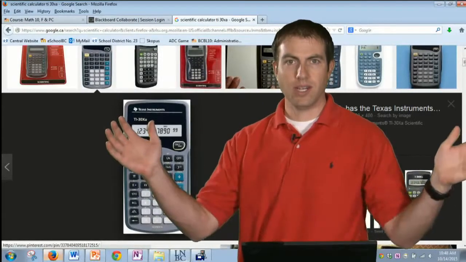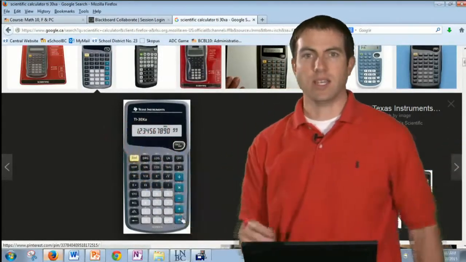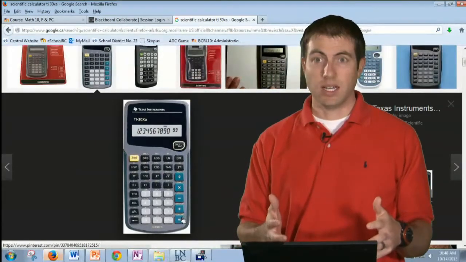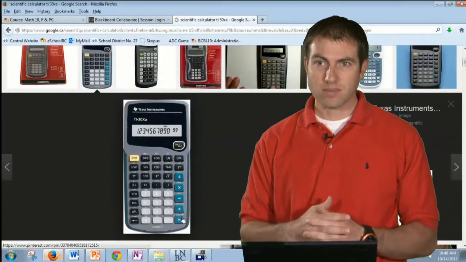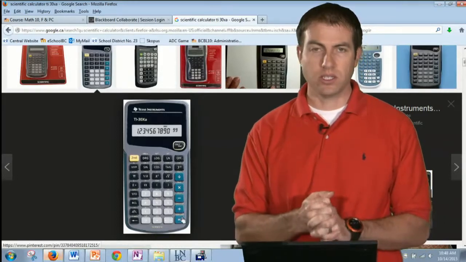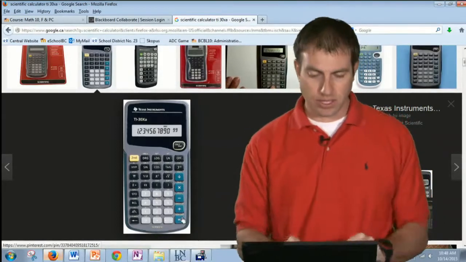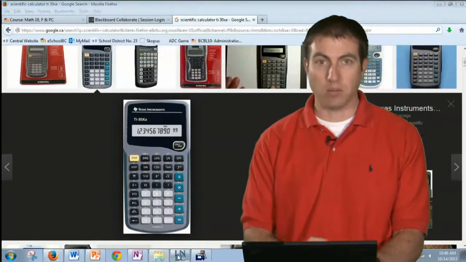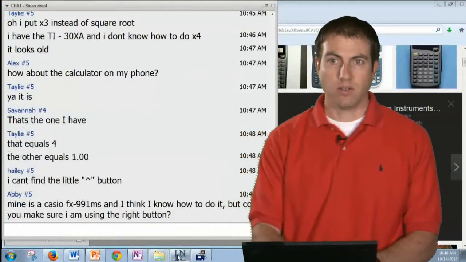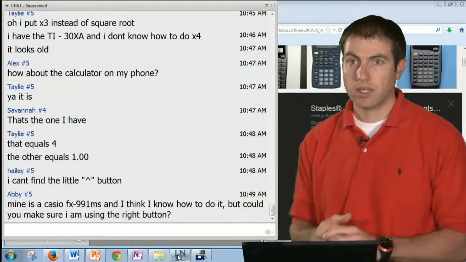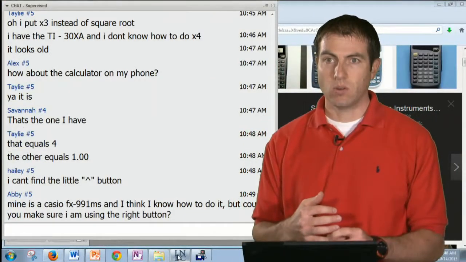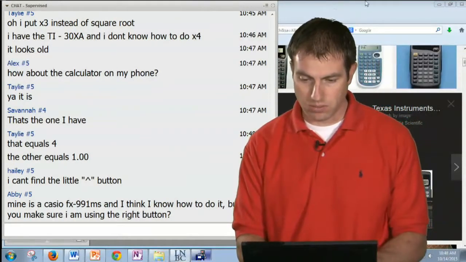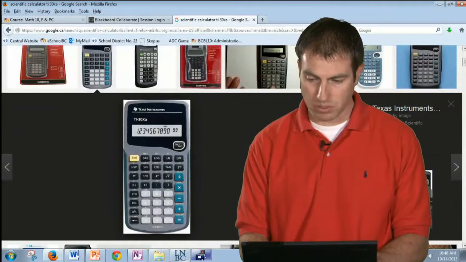That equals 4. We did it. Excellent. So like I said, it's about learning how to use your calculator because they're all different. The other one equals 1. Haley, what type of calculator do you have? Because the little hat button isn't necessarily the one we want to use. Hopefully we can find the right button. Casio FX991. Yeah, for sure. I'll bring it up here, make sure we're using the right button.